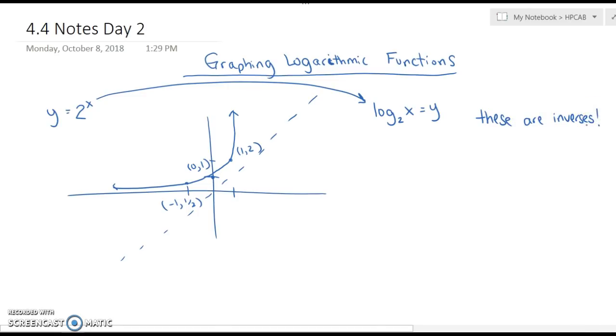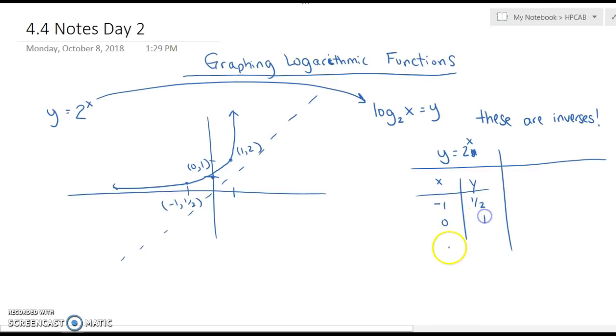So if you have the equation y equals 2 to the x, you're going to have the following points. I already labeled them on the graph. So you've got negative 1 comma 1/2, you've got 0, 1, you've got 1, 2. You could even put 2, 4 on there if you want. So those are the points on y equals 2 to the x.